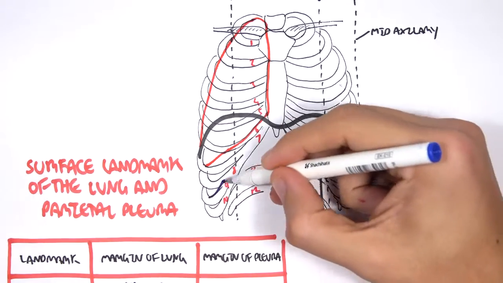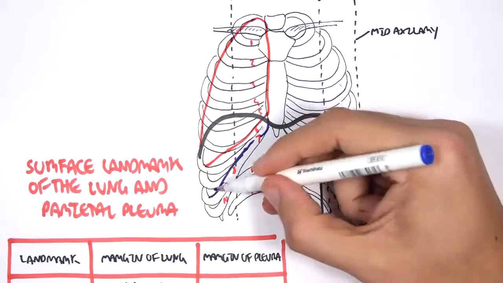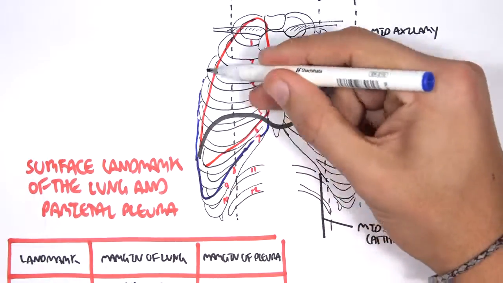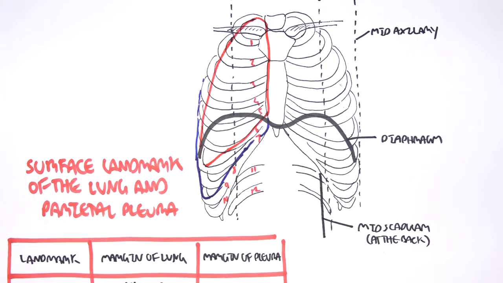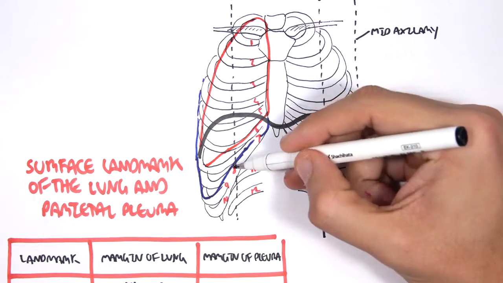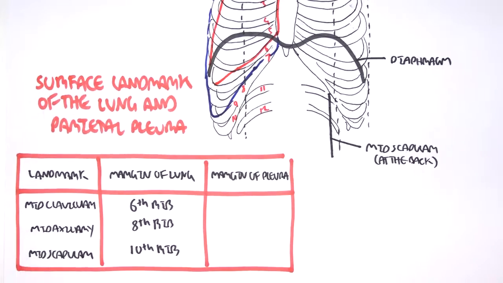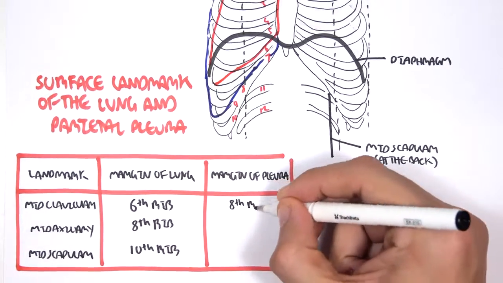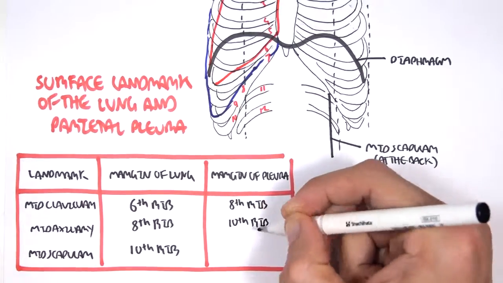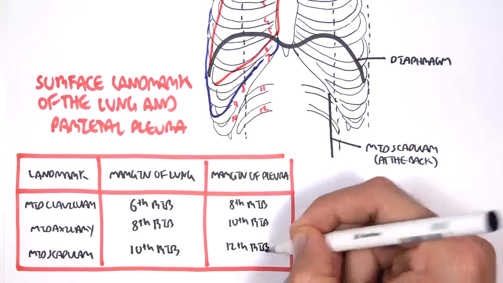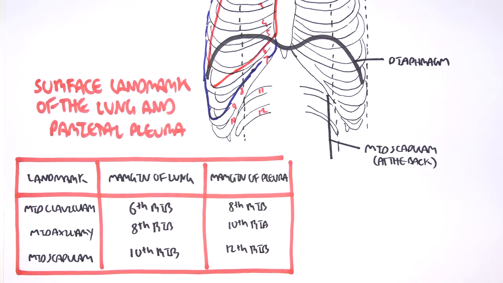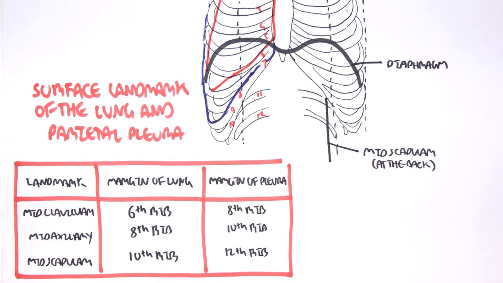The pleura here in blue goes further down. You essentially add 2 to find the margins of the pleura. So mid-axillary, it's at rib 10, mid-clavicular, it's rib 8. So margin of the pleura, mid-clavicular, plus 2 is 8, mid-axillary is 10, and mid-scapular is 12. I hope that makes sense.